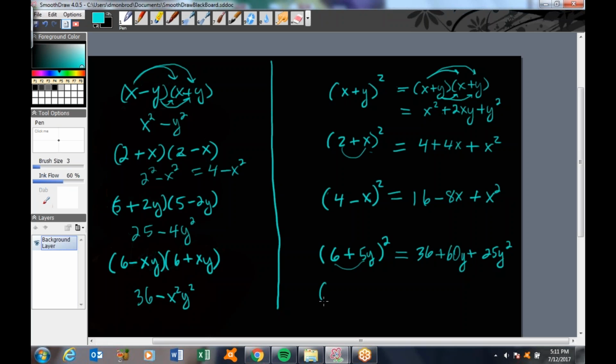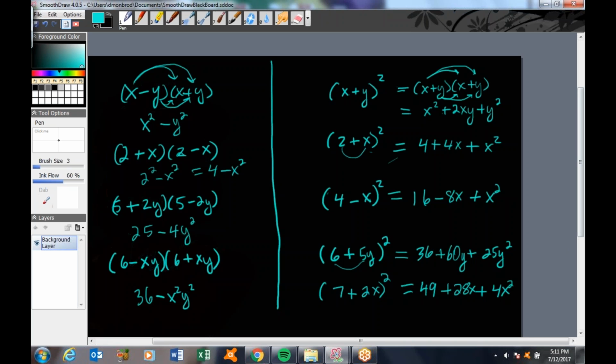And once you practice this several times, let's say it was 7 plus 2x, squared. For example, we would have 7 squared, which is 49. And then on the end, we would have a 4x squared. And in the middle, we'd have 7 times 2 is 14, doubled is 28, and it's an x, because there's an x by the 2. Okay.